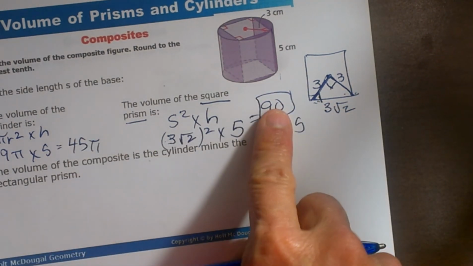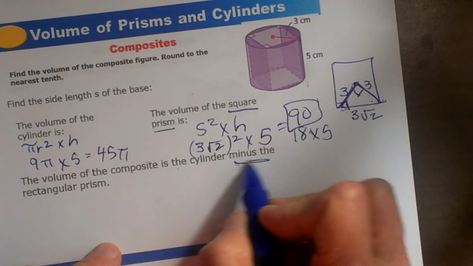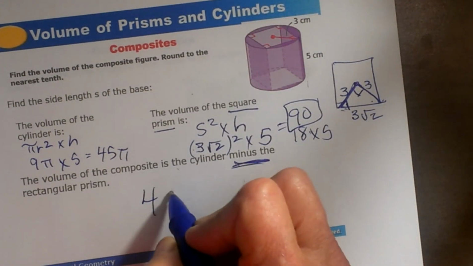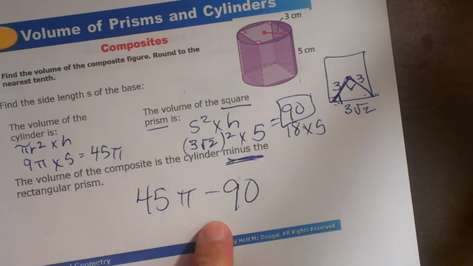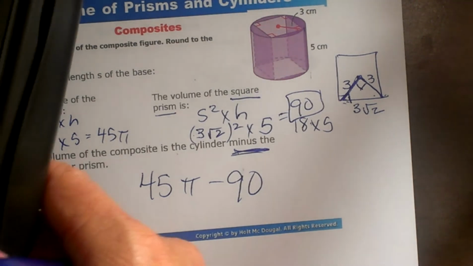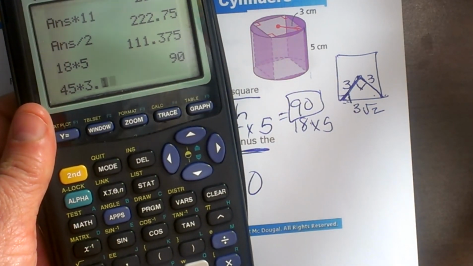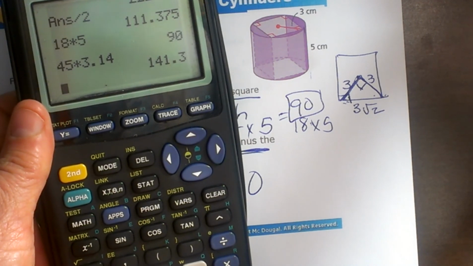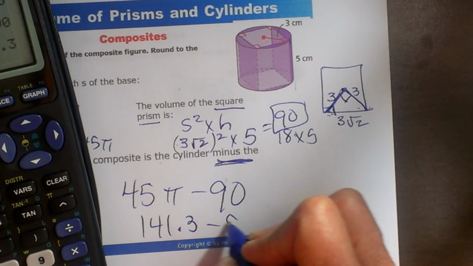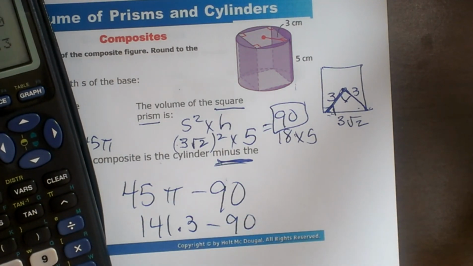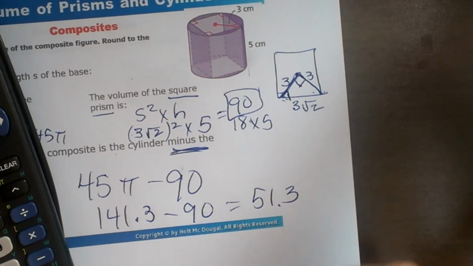Now, what do I do with these two since one's cut out? Instead of adding this time, I am going to subtract them. So it's going to be 45 pi minus 90. Now, you may think, oh, 45 is smaller than 90. How could you subtract this? But watch. 45 times 3.14 is not less than 90. It's 141.3. Minus 90, 51.3, if you were asked for the decimal.